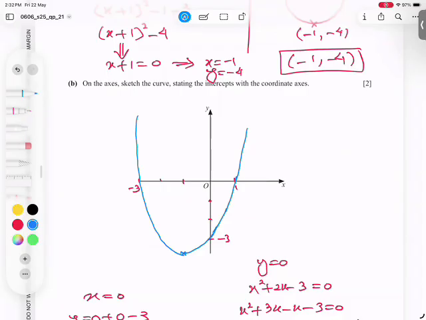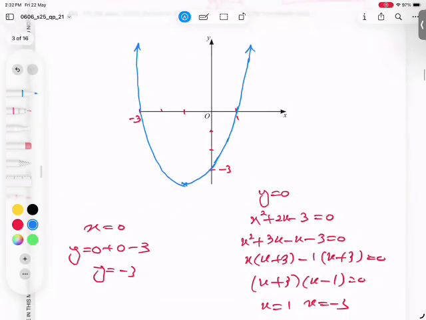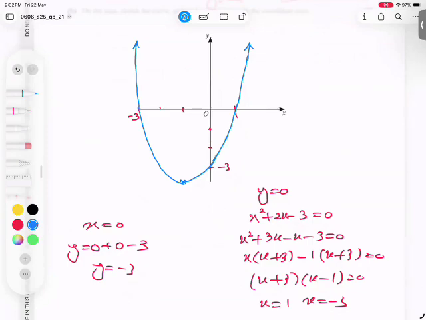I hope the point is very clear and question number 1 is completely over.